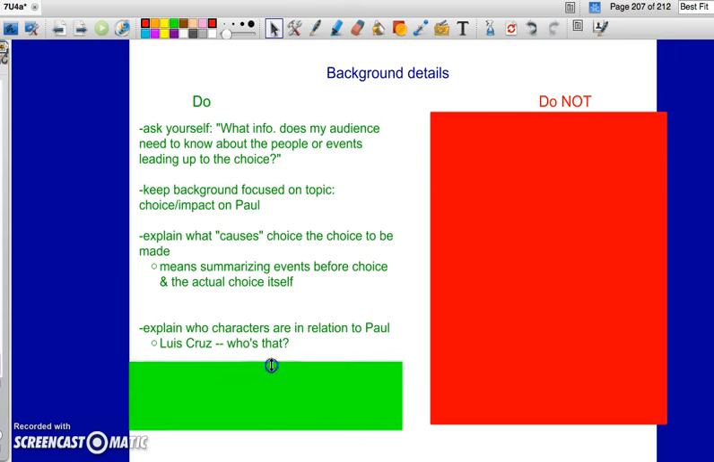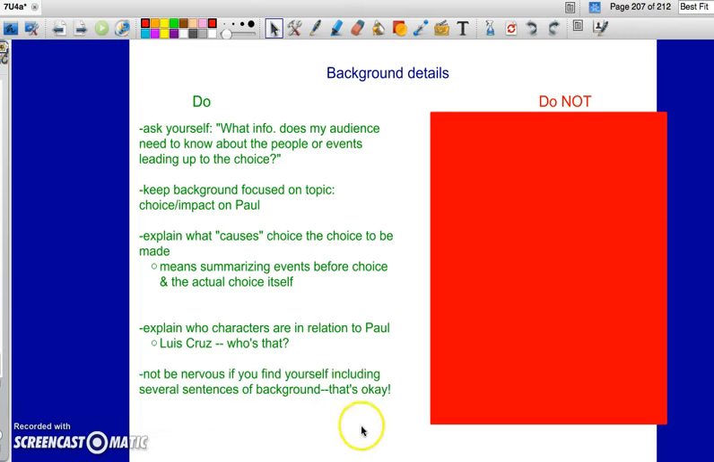And second to last, if you introduce characters outside of Paul's immediate family, especially if they're involved in the choice or the consequence, explain who they are in relation to Paul. So I know a lot of you are choosing Eric's choice to have Luis, for lack of better words, killed. You'll need to explain who Luis Cruz is. And don't be nervous if you find yourself including a couple sentences of background. That's okay. And in a second, I'm going to show you some of a paragraph that I wrote that has a lot of background detail.